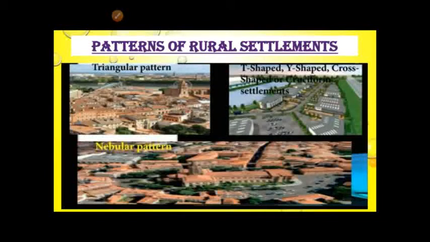T-shaped, Y-shaped, cross-shaped or cruciform settlements. T-shaped settlements develop at tri-junctions of roads, while Y-shaped settlements emerge at places where two roads converge with a third one. Cruciform settlements develop on crossroads which extend in all four directions.